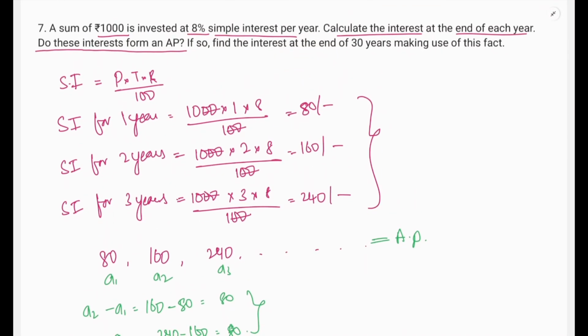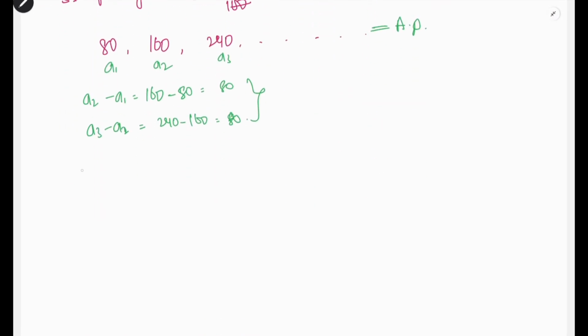Now what do we need to find? We need to find the interest at the end of 30 years. So we need to find A30. For the first year the interest is 80 rupees, for 2 years it is 160, for 3 years it is 240, and for 30 years it is what? Now we need to find A30. The first term is 80 and the common difference D is 80.